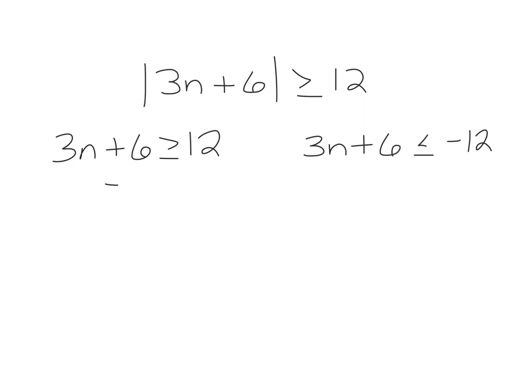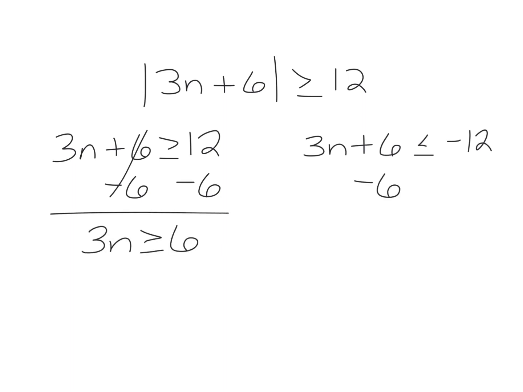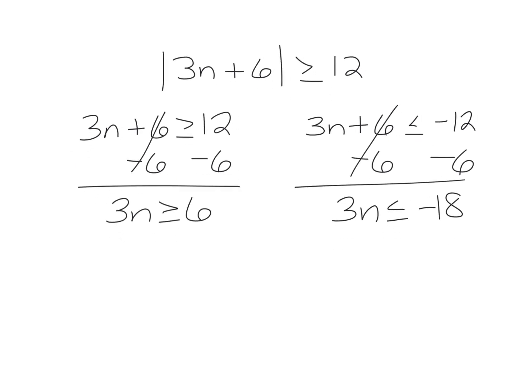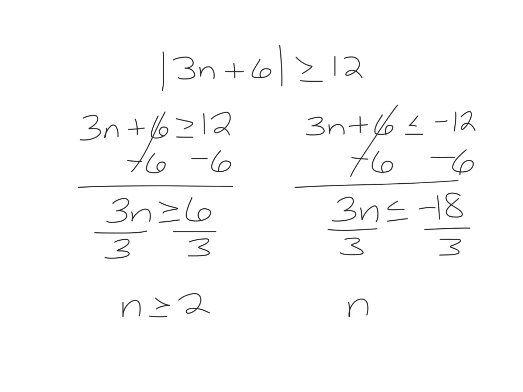Solve for n, so we want to subtract 6 on both sides. So I have 3n is greater than or equal to 6. If I subtract 6 on this side also, we have 3n is less than or equal to -18. What's my next step? Divide by 3. So we have n is greater than or equal to 2. Divide by 3 over here, we have n is less than or equal to -6.